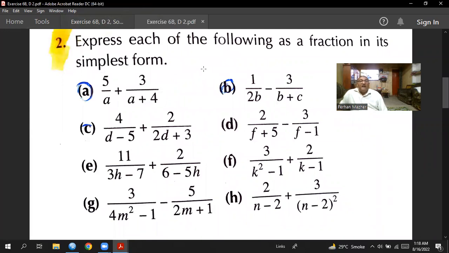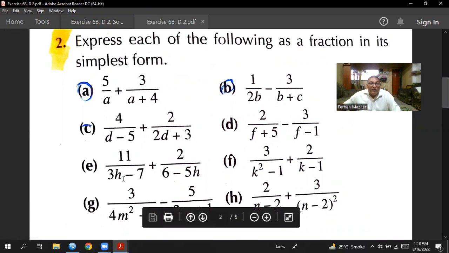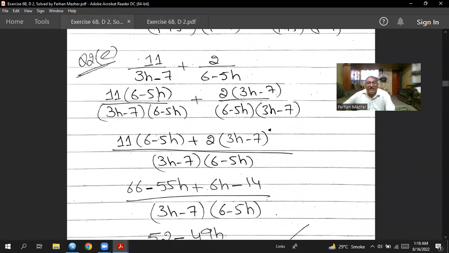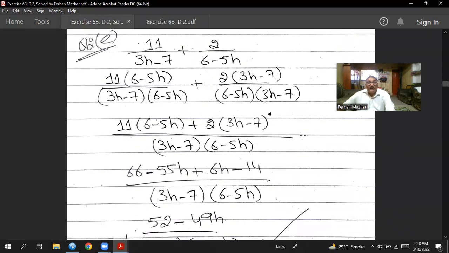Okay, question number 2 and its E part, we have 11 divided by 3h minus 7 plus 2 divided by 6 minus 5h. Both the denominators are different from each other. So what we will do, we will multiply in this fraction, numerator and denominator both, with the 6 minus 5h. And in the second fraction, both the numerator and denominator will multiply with the 3h minus 7. So the shape will be something like this.